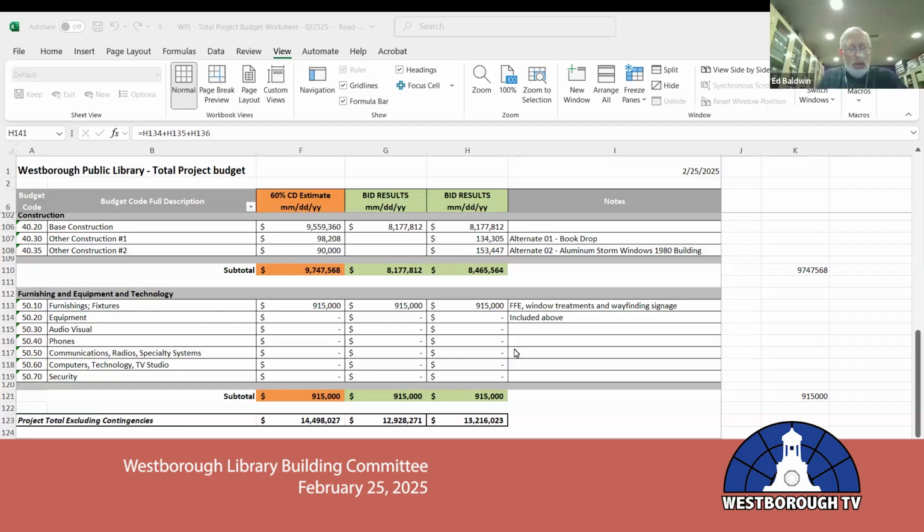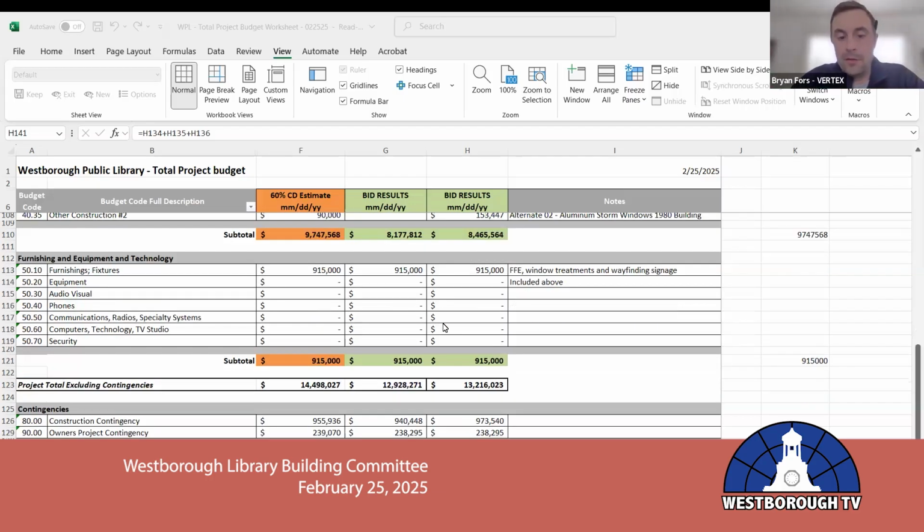So I know getting fiber to the temporary library, they expect that'll be less than 10,000. I can't imagine it would be more than that for here unless we're going to get a fancier fiber. Correct. Okay, so you're right. That's not going to be a large item. Correct.